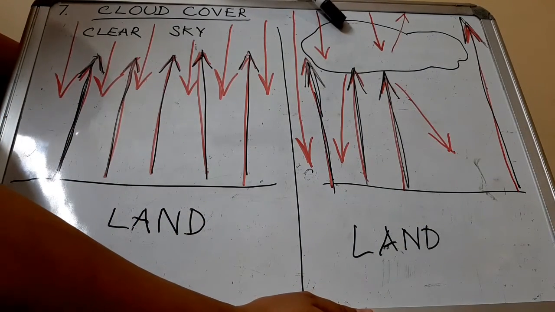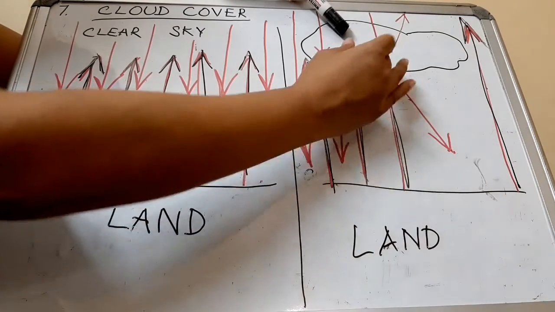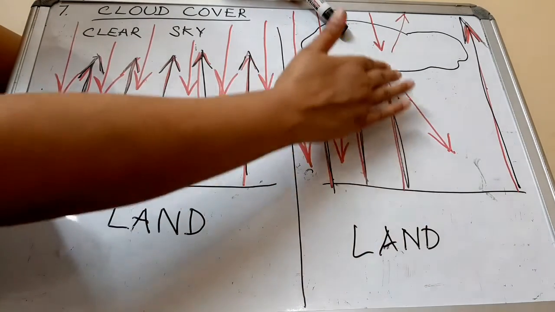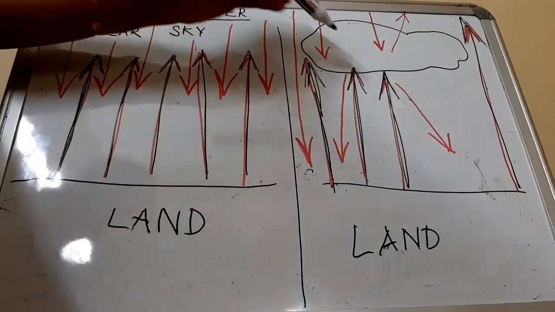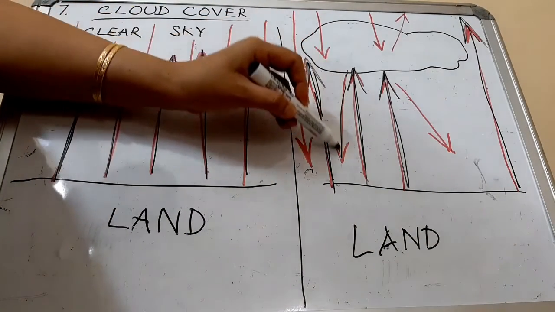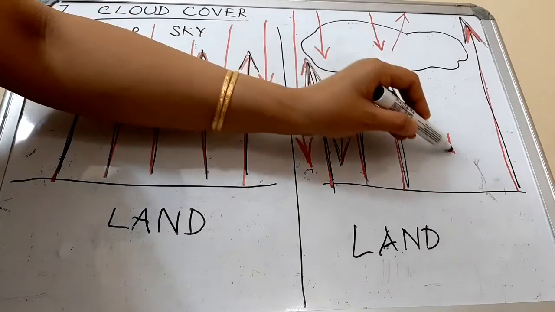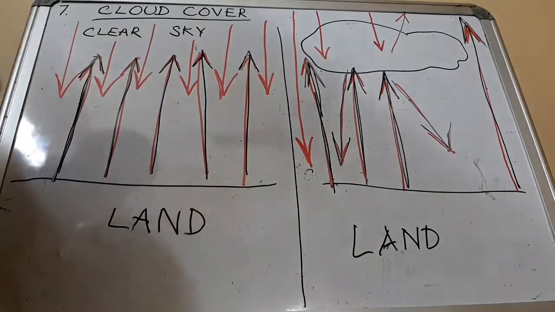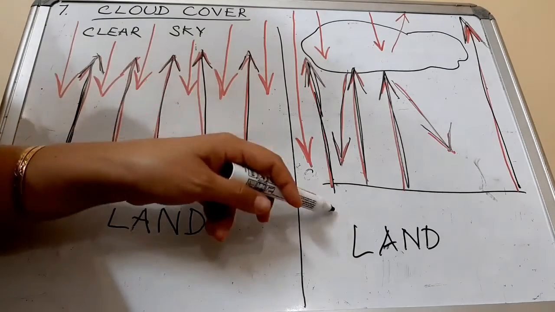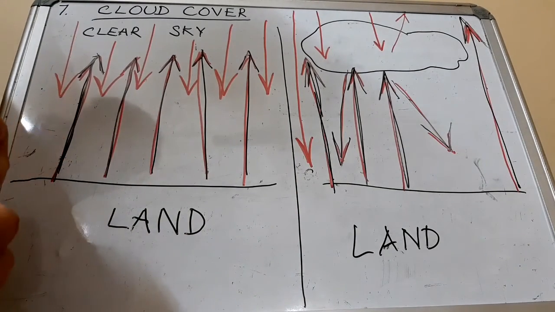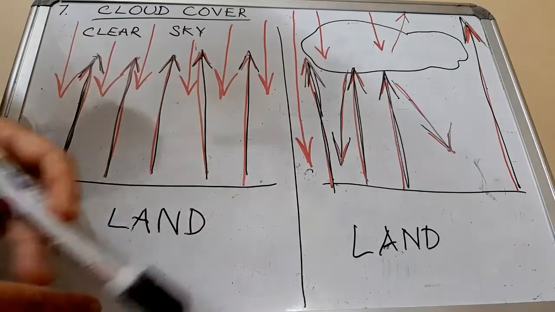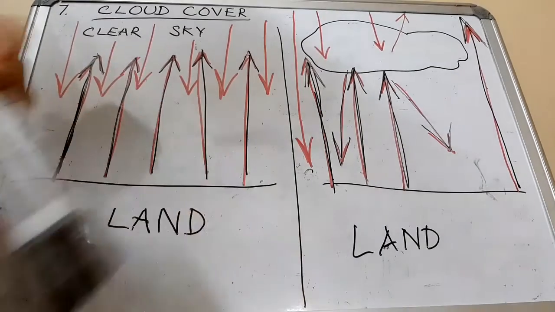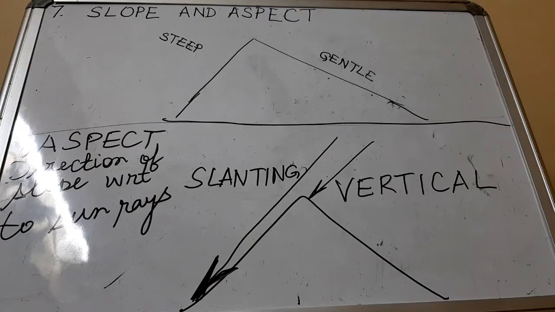In case there is a cloud cover at night, it will obstruct the terrestrial radiations. The terrestrial radiations, as you can see here, are not allowed to go out and they are reflected back. So because of this, the terrestrial radiations are trapped. And when the terrestrial radiations are trapped, it makes the land warm. So at night, if it is cloudy, it becomes warm, stuffy and uncomfortable.